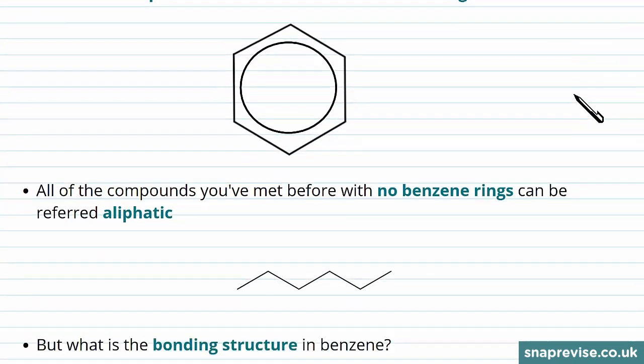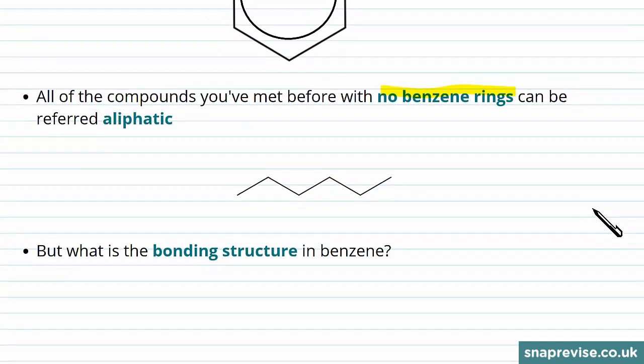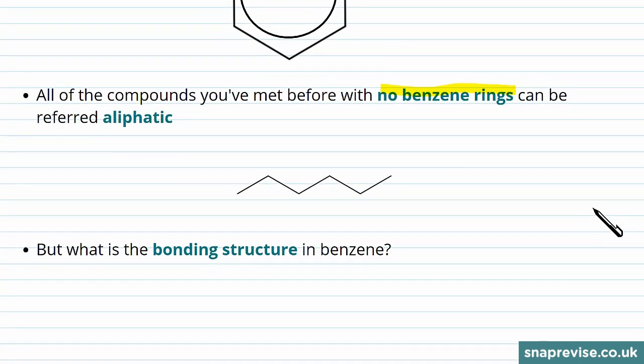All of the compounds you've met before which don't have benzene rings in them, so for example the alkanes, the alkenes, carboxylic acids, we refer to these as aliphatic. What we're saying here is they just don't have an aromatic ring in them. So now let's look in more detail at the bonding structure within a benzene ring.